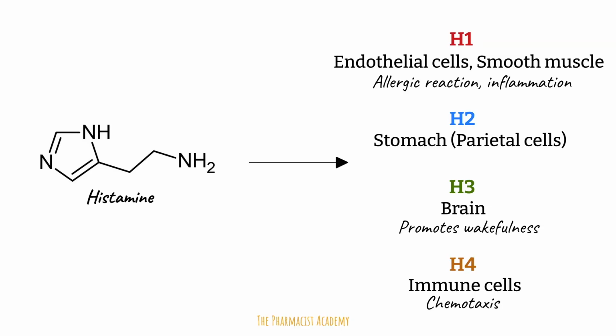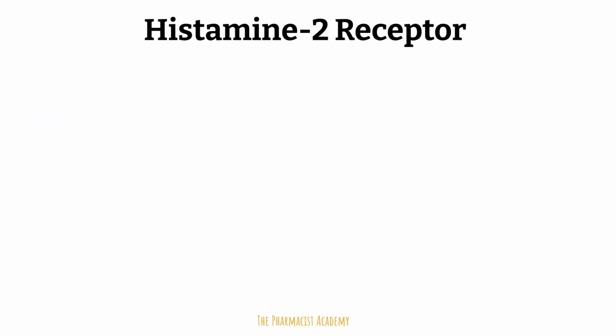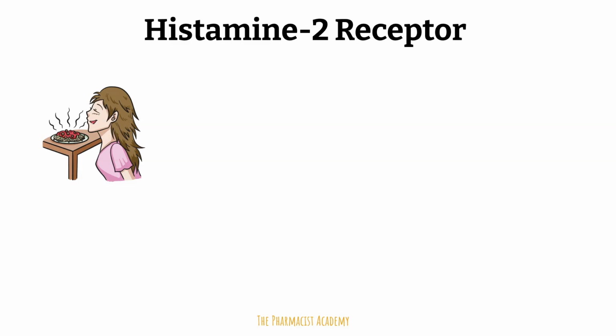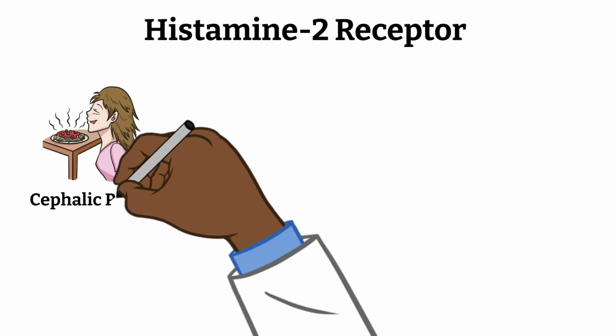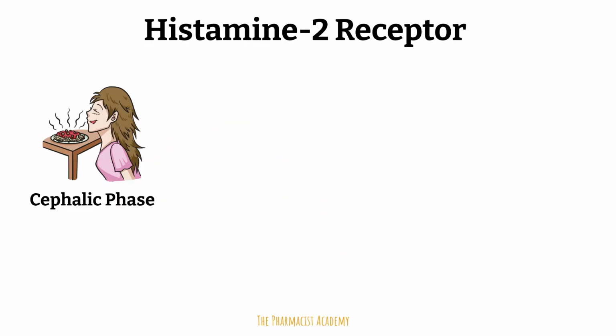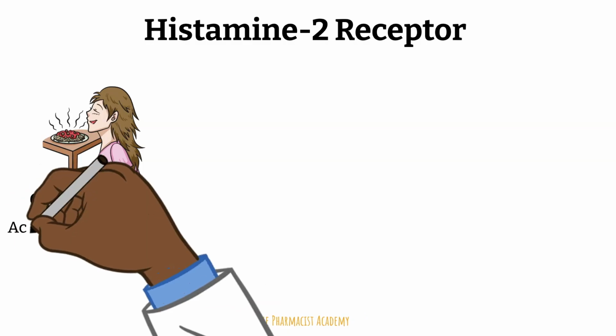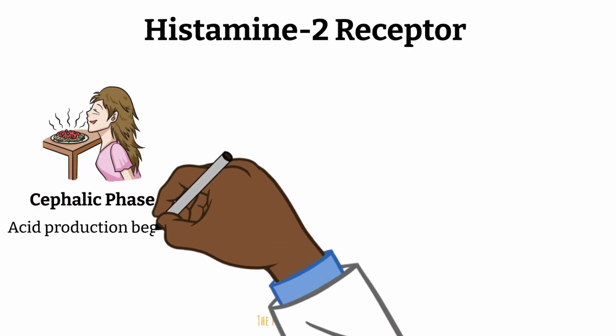H2 receptors are found in the stomach lining, and their main function is to regulate gastric acid secretion. This begins even before the food reaches the mouth. So when you see or smell food, the brain starts to prepare the digestive system. This is known as the cephalic phase of digestion. During this phase, the parietal cells in the stomach start secreting some acid even before the food arrives.